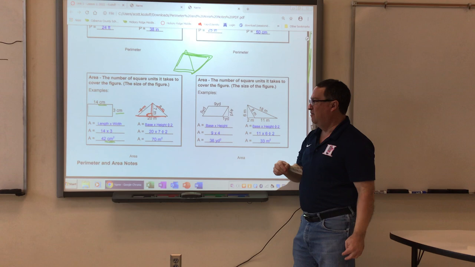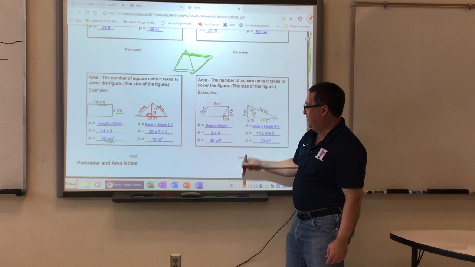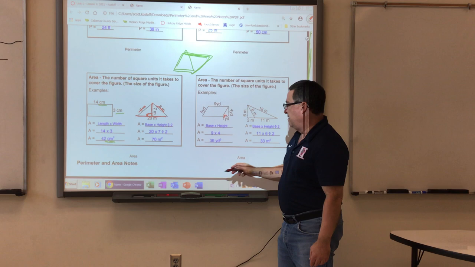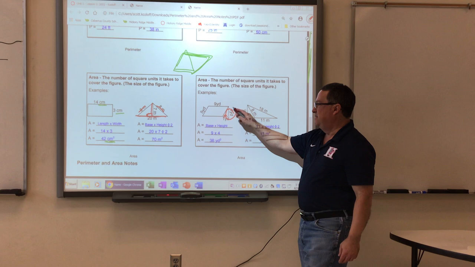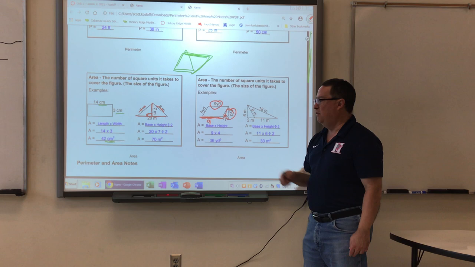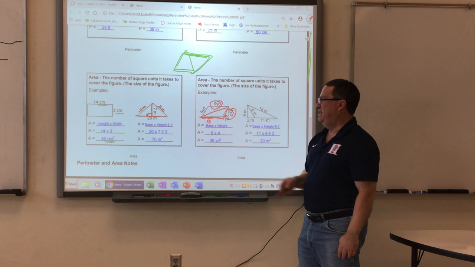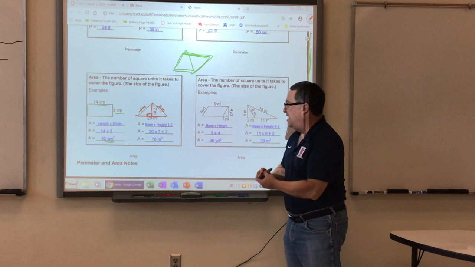When I do base times height, I'm looking for this right angle. The height is 4 yards, and the base is this 9 yards, because if this is 9, then this needs to be 9. So that gives me 9 times 4. I don't divide anything by 2 because it's not a triangle. It's a parallelogram. If I wanted triangles, I would have to split this into 2, which I haven't done. Make sure you realize that this 9 is the same as this 9.